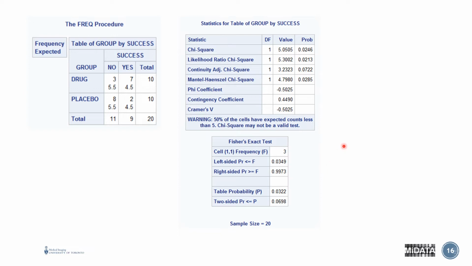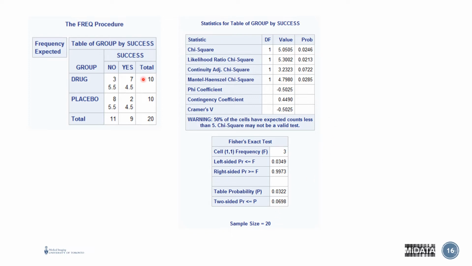But you'll see immediately here that our numbers are quite small. And if this is the case, remember, I mentioned that you need to be aware of the expected cell counts. For instance, if 20% of your cells or more are less than 5, you should be considering the Fisher's exact test. And so in this case, the p-value you would retain for your results is 0.0698.